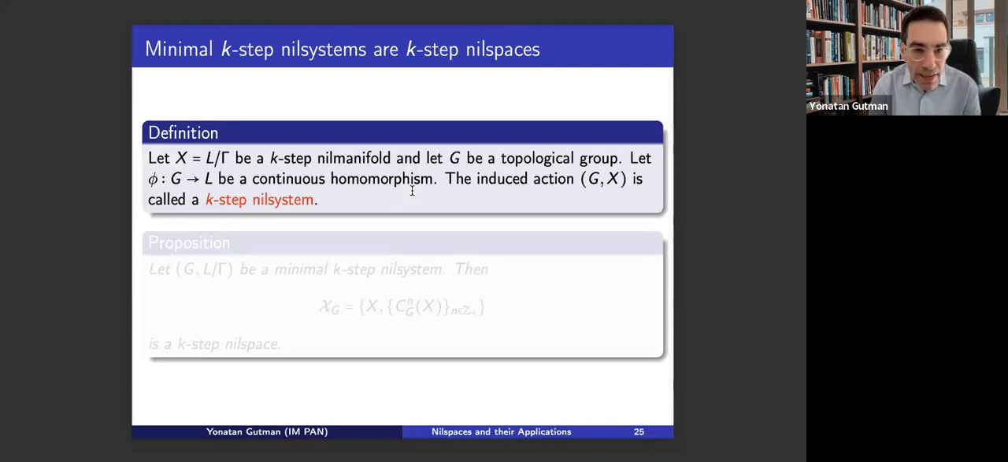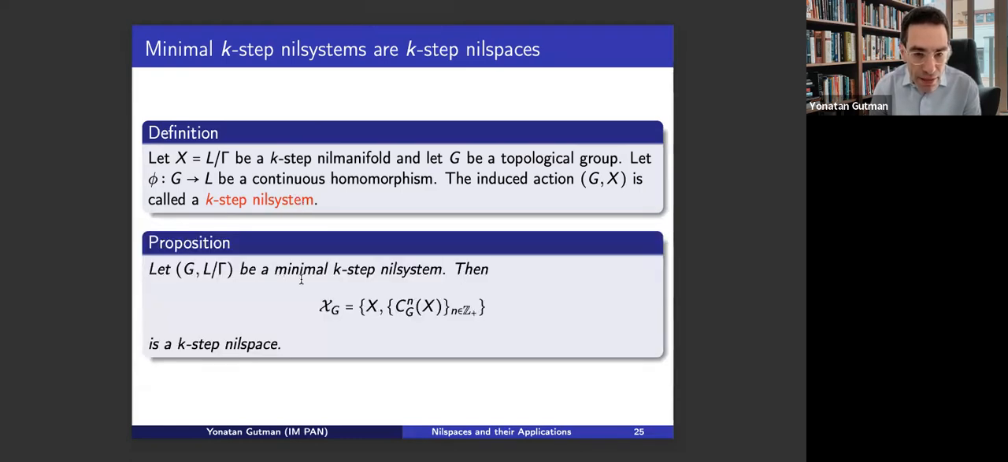Another important example is what we already saw before, the K-step Nil systems. If we have a minimal K-step Nil system, then when we do this dynamical cube space construction, we get a K-step Nilspace. So here you see why we call Nilspaces Nilspaces, because Nil systems give rise to Nilspaces. But it's important to remember that not every Nilspace is a Nil system or a Nil manifold.